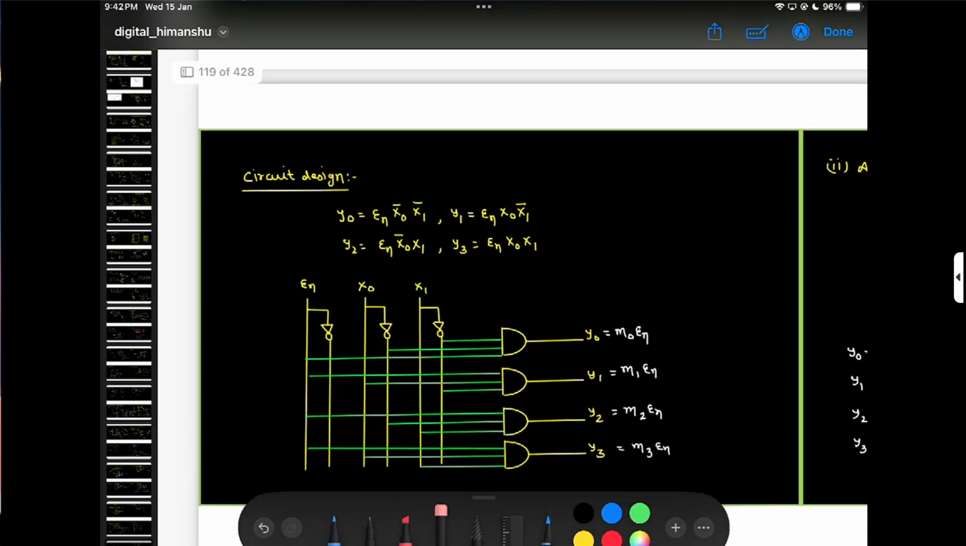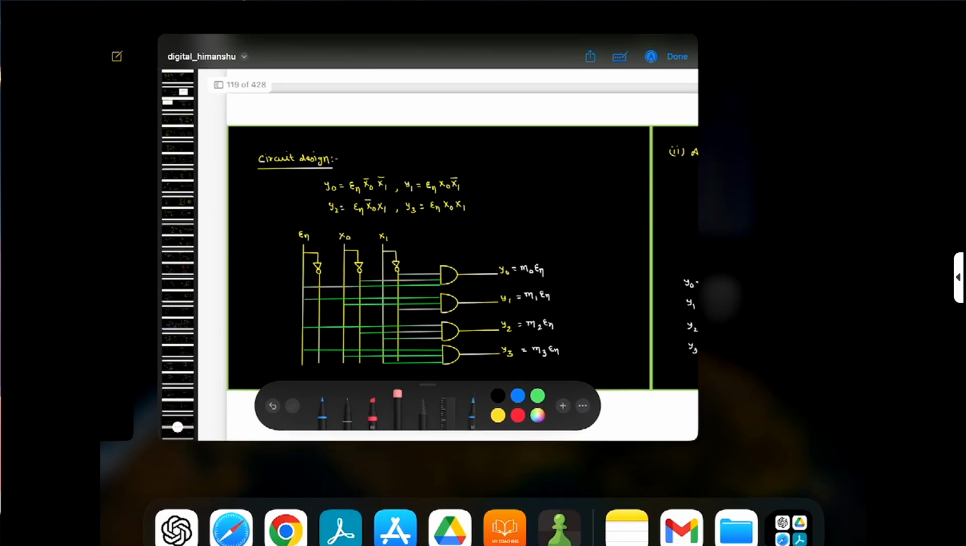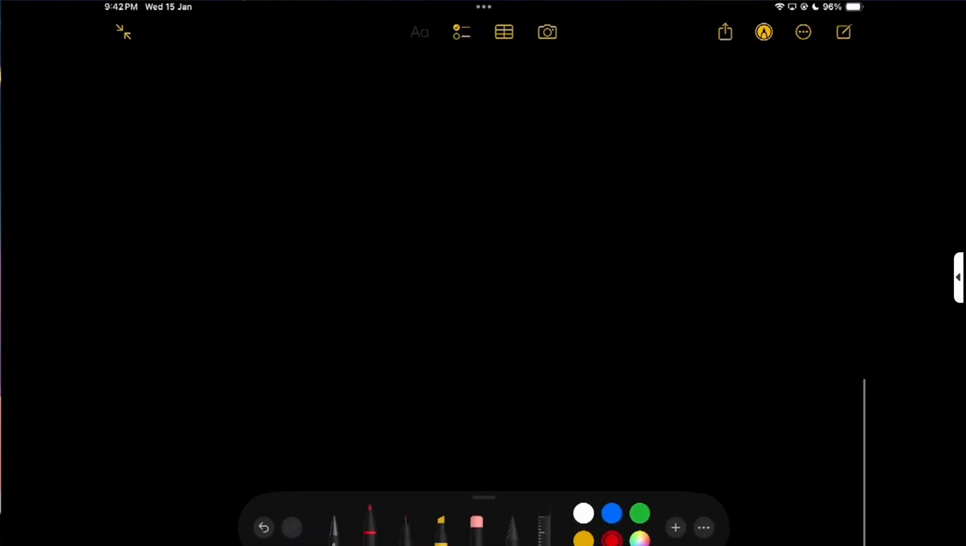How to design the circuit? Suppose we have a two-input decoder and my enable is also present. So how can we design the circuit? Let's see. I want the output Y0 here.